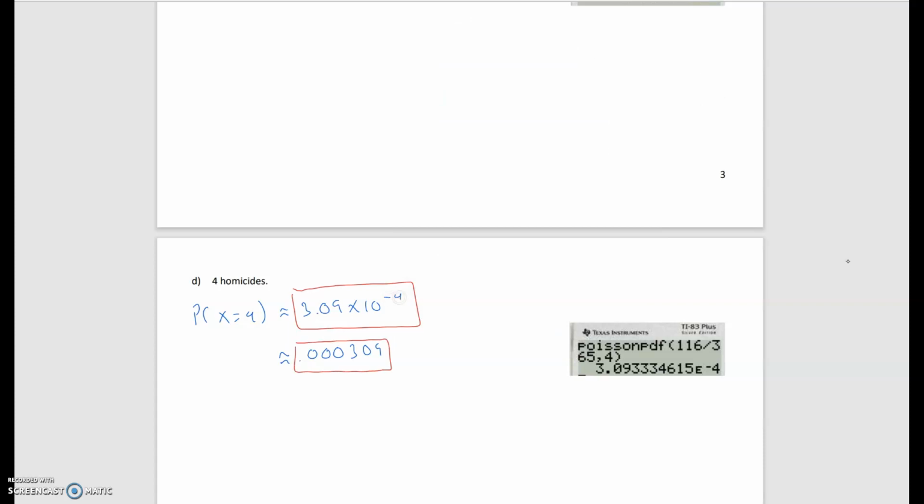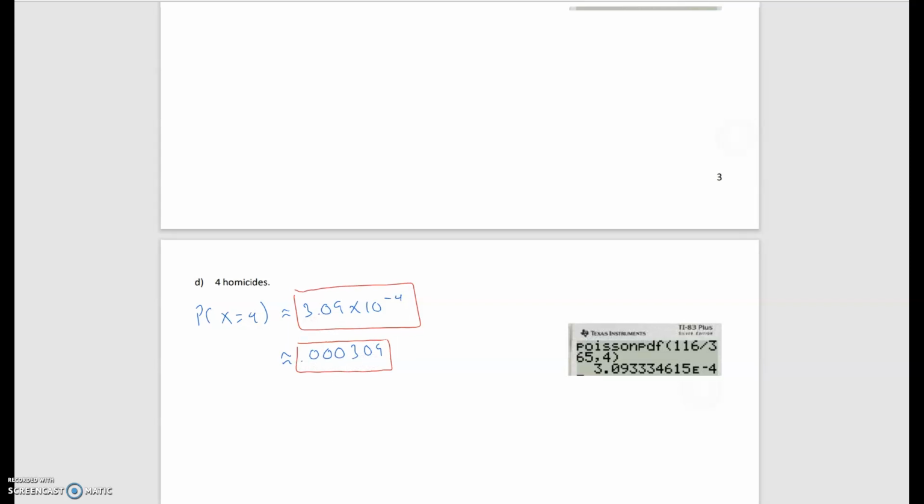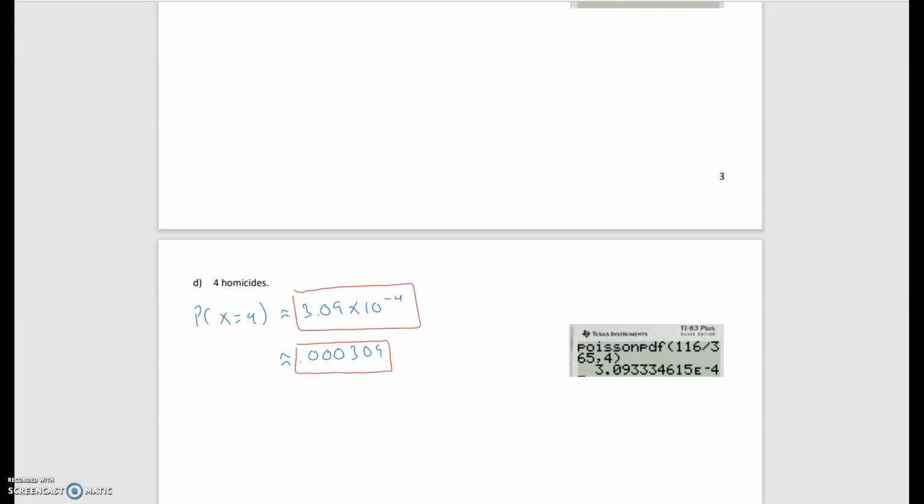So the power of 10 to the negative 4 is how many places we moved it, and in this case, we're moving it to the right. So 1, 2, 3, and 4. That would be the 3.09 times 10 to the negative 4. Both of these are perfectly fine.